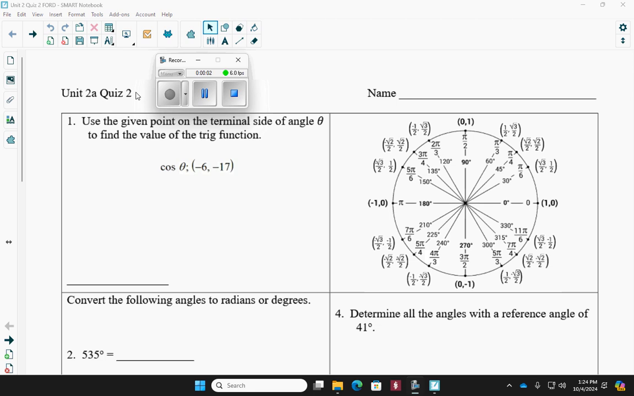All right, in this video, we're going to go over the Unit 2A Quiz 2. That was the thing that you guys took on Friday. So let's go and get started. All right, so question number one is given, use the given point on the terminal side.